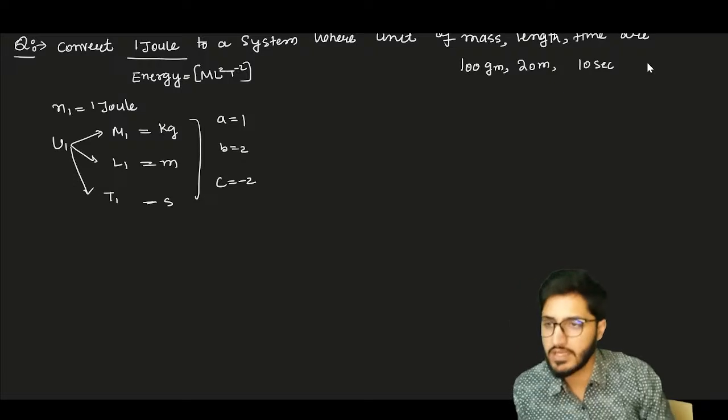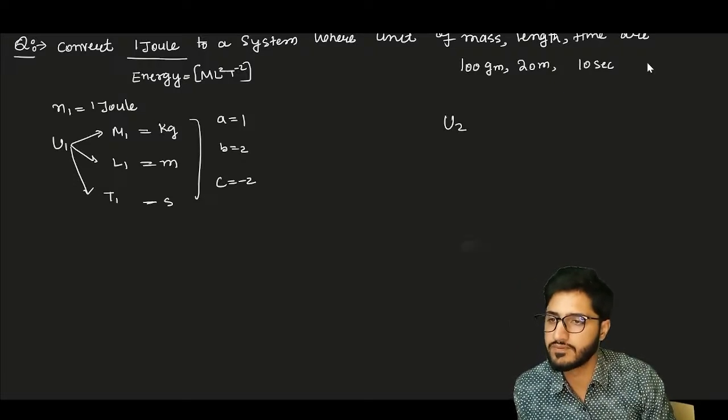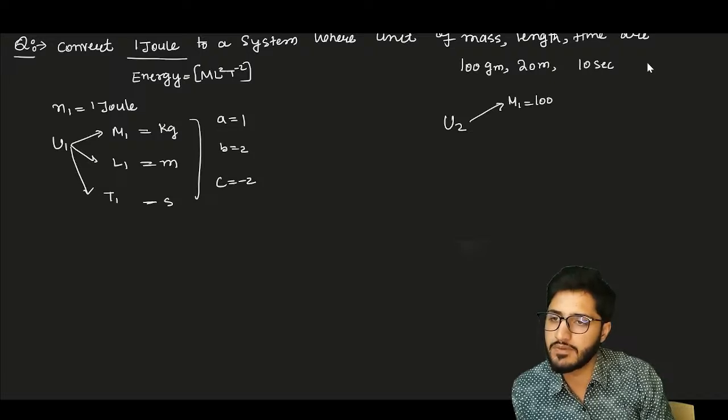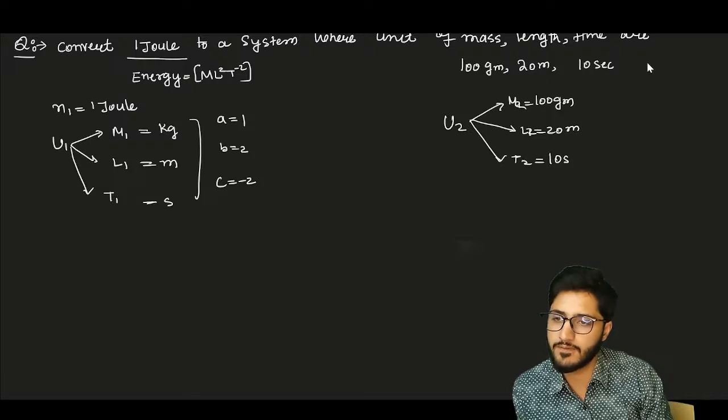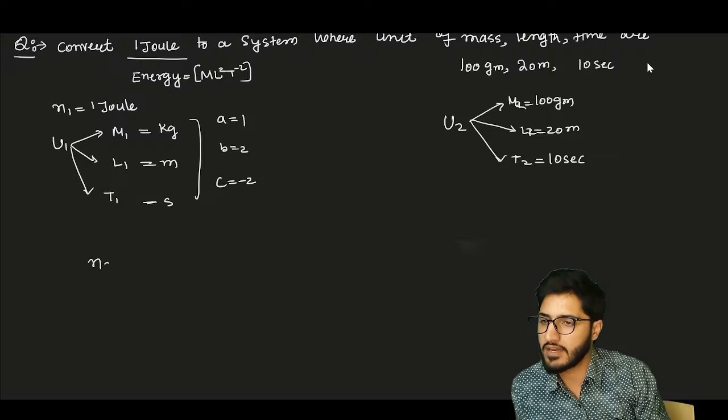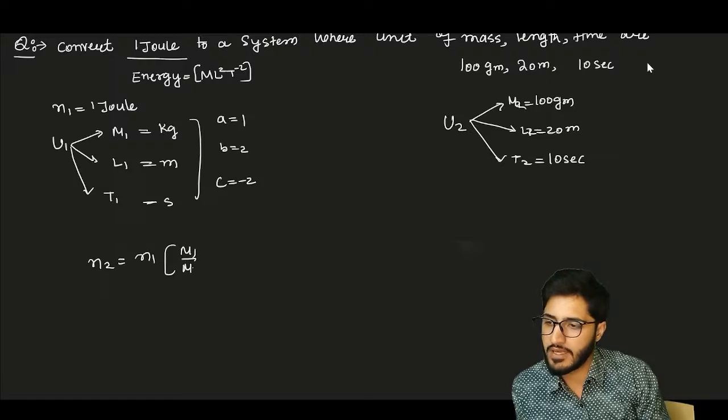Here we are having U2. In U2, my M2 is given as 100 gram. L2 is given as 20 meter. It is M2, L2, T2, and T2 is given as 10 seconds. I think we know the formula that N2 is equal to N1, M1 by M2 power A, L1 by L2 power B, T1 by T2 power C.